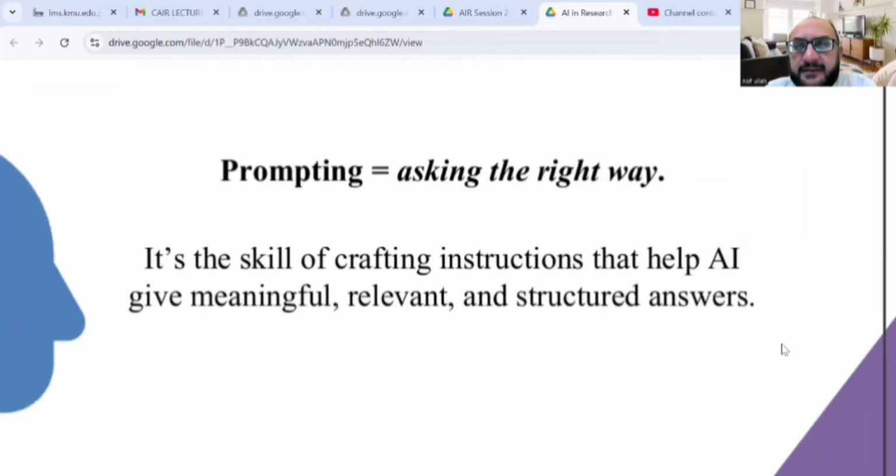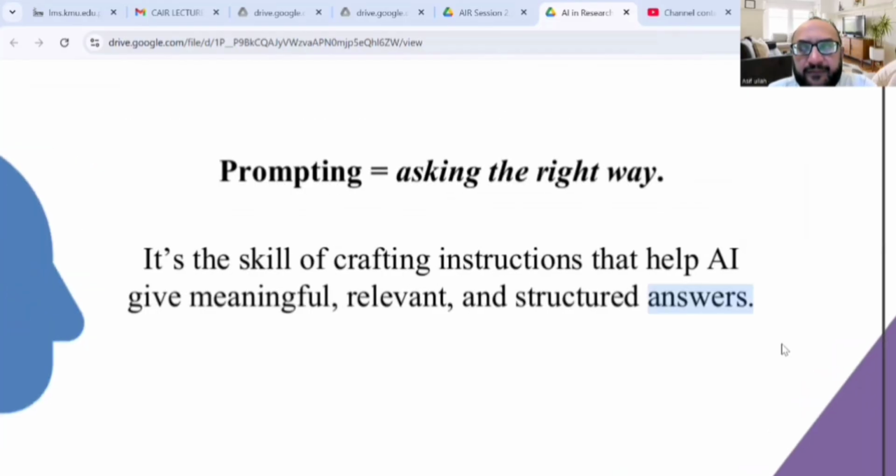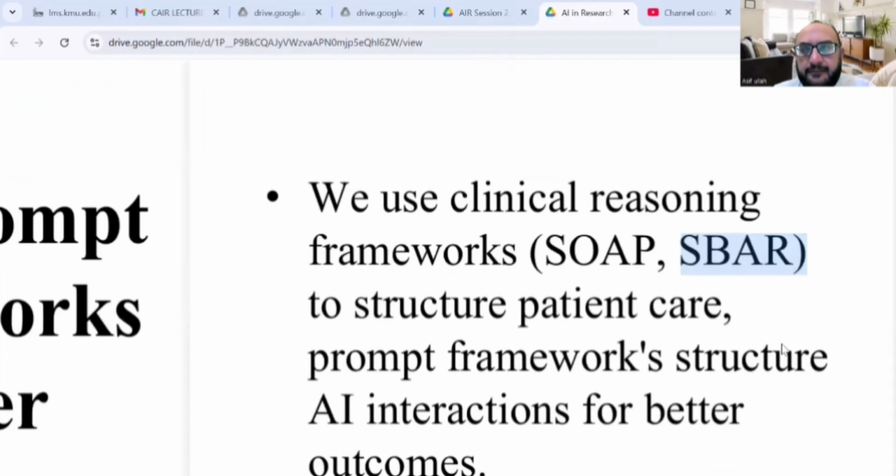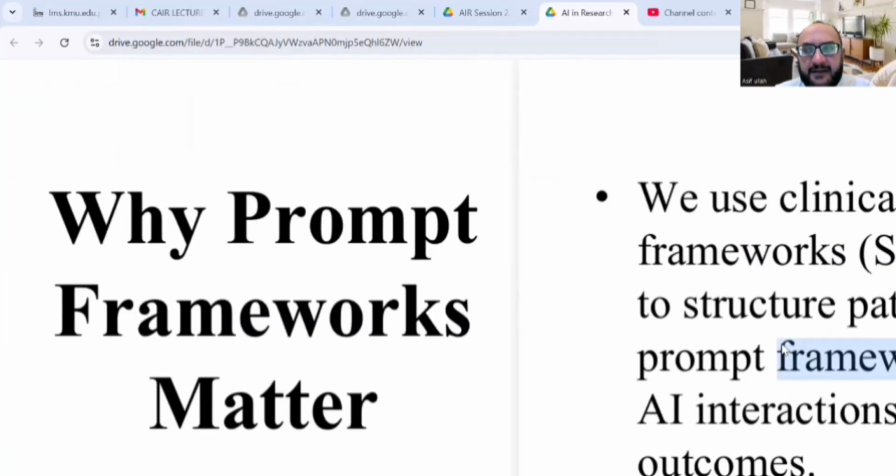So the basic thing is asking the right way in prompting. As it is said, if you want something, ask for it. It is as simple as that. But the right way of asking is a skill: crafting instructions that help AI give meaningful, relevant, and structured answers, and no bluffing. So we use frameworks, and why they matter.